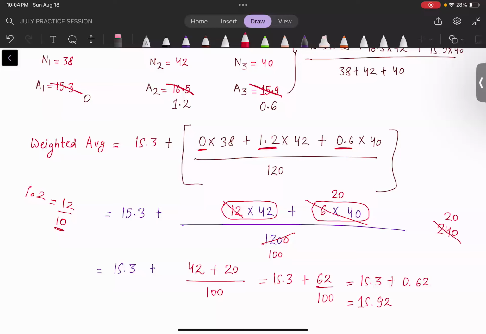So this way we can get the answer very easily. But yes, the deviation has to be applied. Without deviation, without calculator, it is very difficult to solve it. Understood, all of you? All of you clear with this?